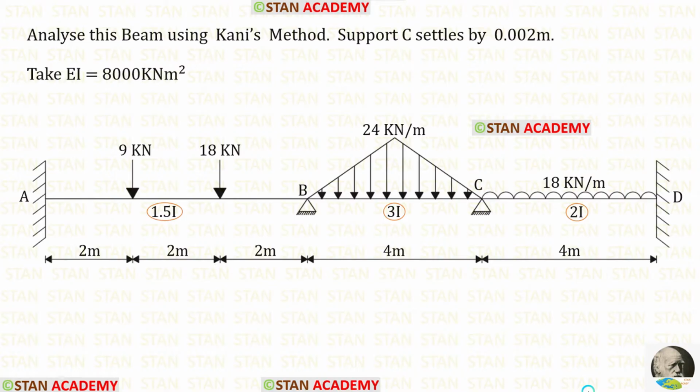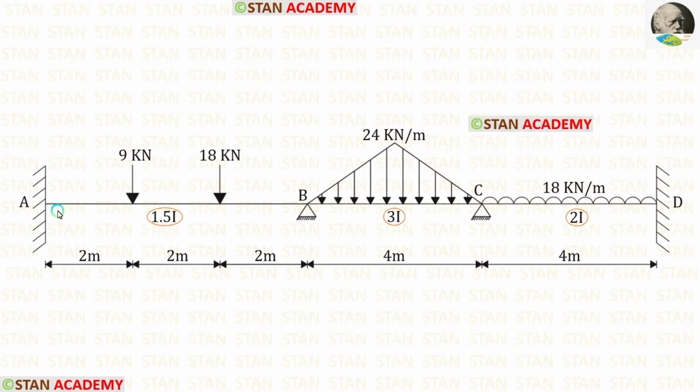Before starting the analysis, let us see the beam one time. In this beam, there are three spans: span AB, span BC, and span CD. In the span AB, we have 2 point loads, 9 kilonewton and 18 kilonewton. 9 kilonewton is acting at a distance of 2 meter from the point A. 18 kilonewton is acting at a distance of 4 meter from the point A.